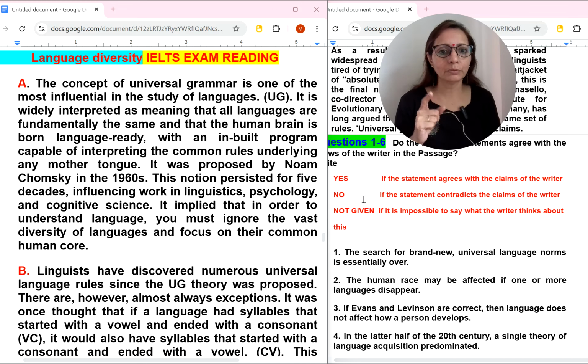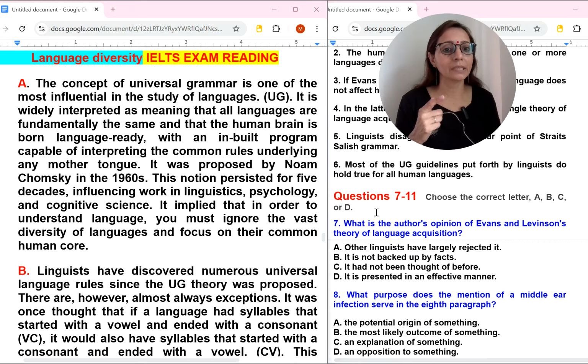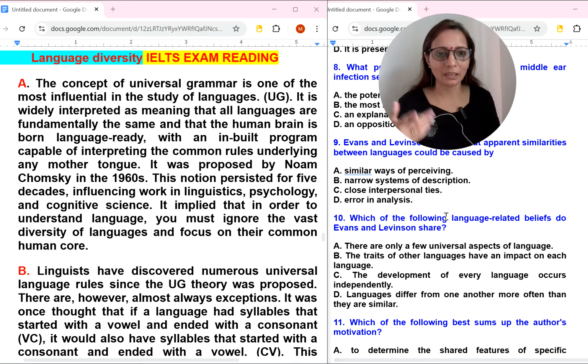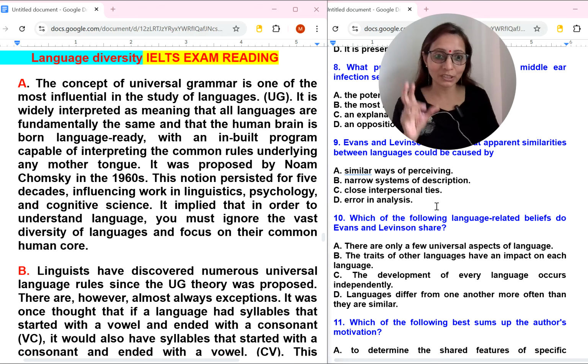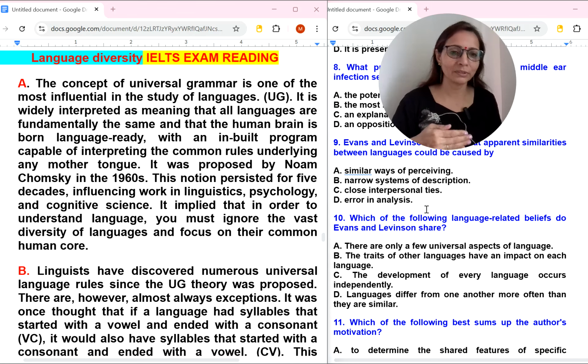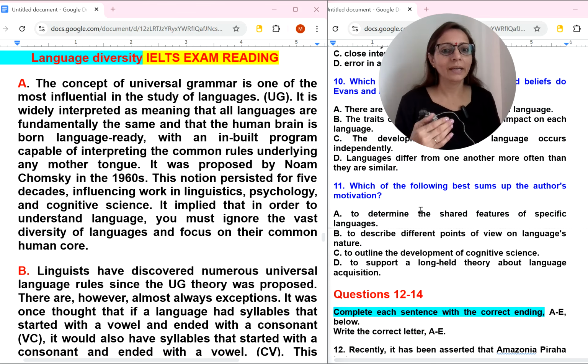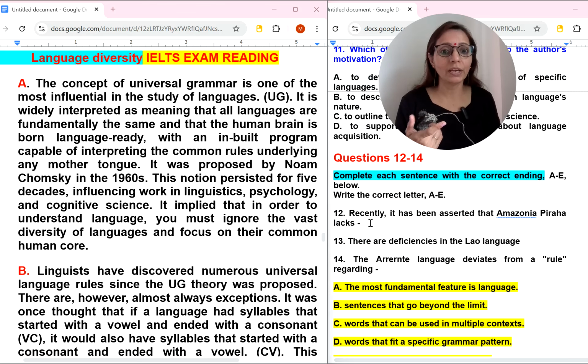So the first type of question we have is yes, no, not given. Second is multiple choice question. You can see this. I have tried to make it a little bit colorful so that if you are watching this video on a phone, the difference will come out. And the third type of question we have is complete each sentence with the correct ending.